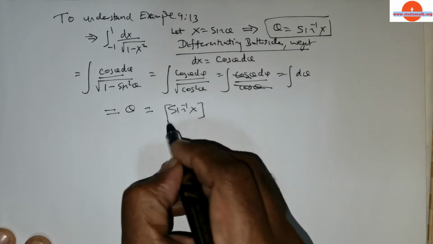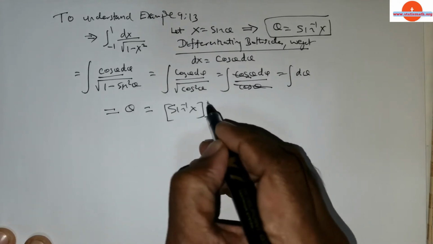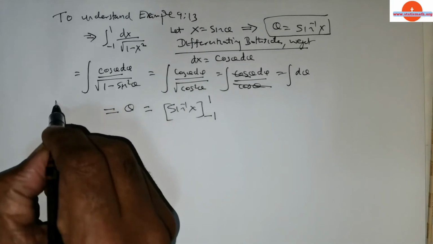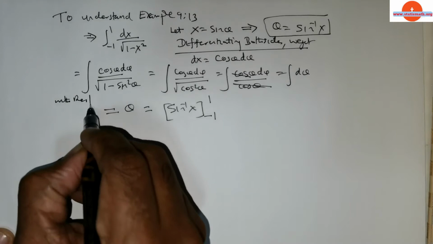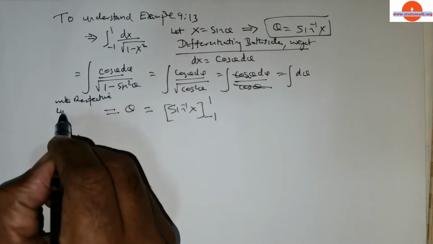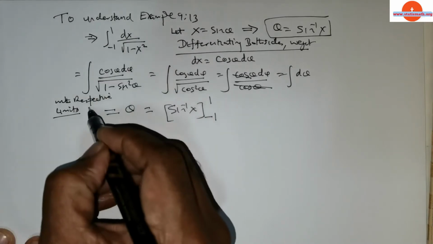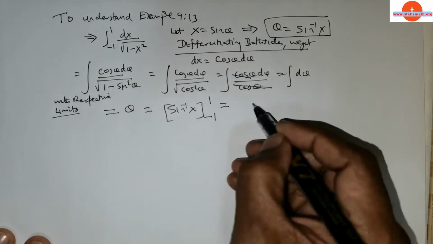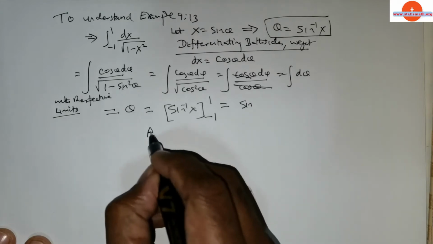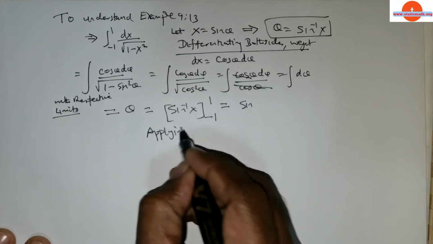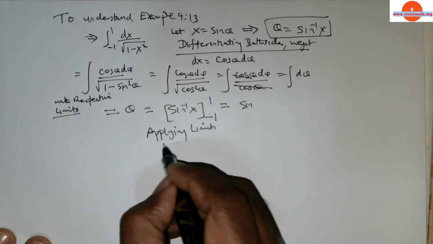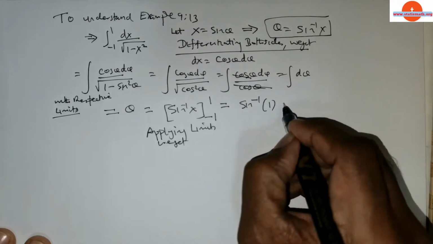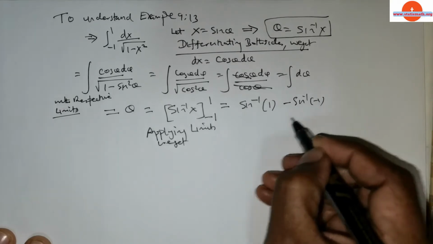So now you can apply the limits. The limits are given to be -1 to 1. In fact, you can even state here, okay, with respective limits. You can either retain the limits or write the statement like this with respective limits. So this is going to be equal to, applying limits, we get sine inverse of 1 minus sine inverse of -1.